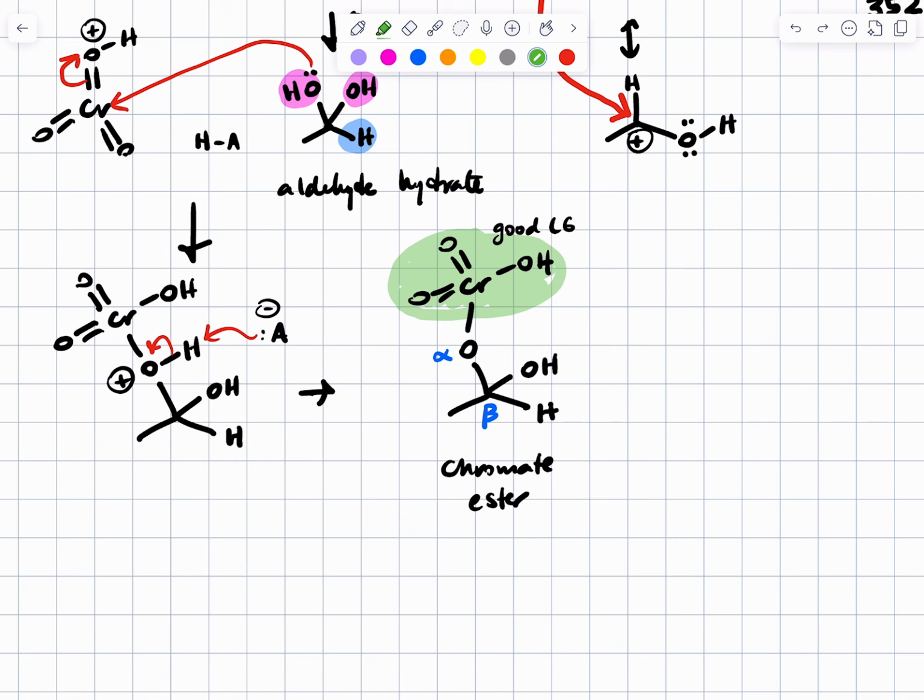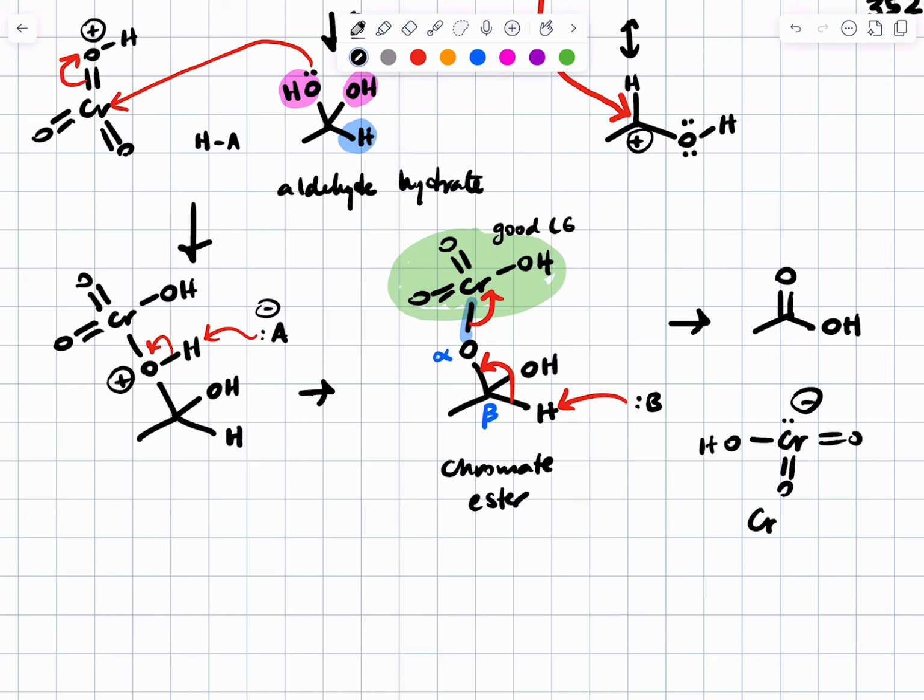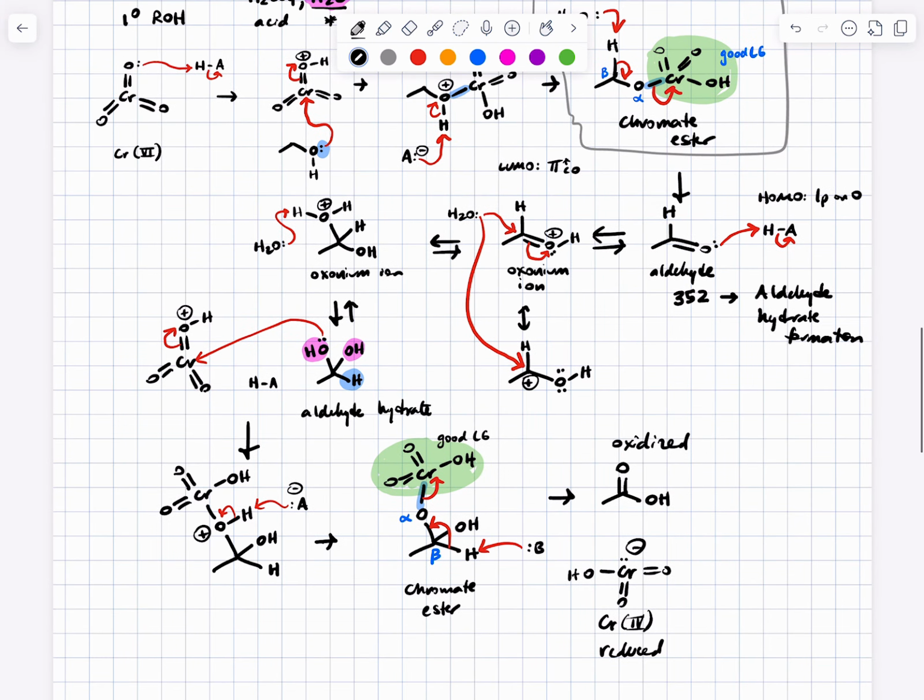These electrons in the oxygen chromium bond are going to leave as a base, probably water or the conjugate base of our acid, we don't care which, removes the proton, electrons kick down to form a pi bond, and the leaving group leaves, and that gets you to the carboxylic acid. And again, your leaving group is this weird chromium molecule that's negatively charged. That's now chromium 4. It has been reduced and the alcohol has been oxidized. Okay?